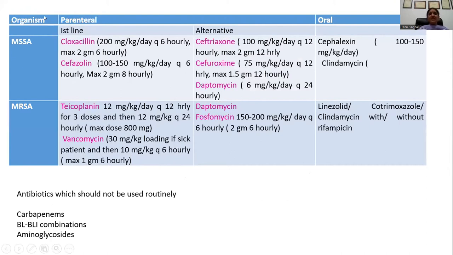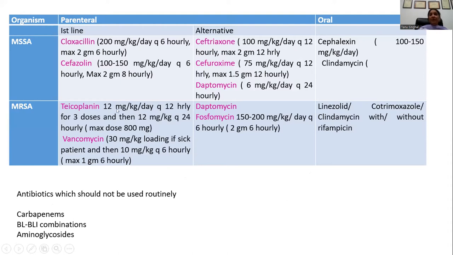And this is just to tell you again, because MSSA and MRSA are our commonest organisms, it's cloxacillin or cefazolin as the first line therapy. See the doses carefully because you have to use good doses. Otherwise, you will have failure of therapy and you will have progression to chronic osteomyelitis. And similarly, the dosage of cefalexin is high.